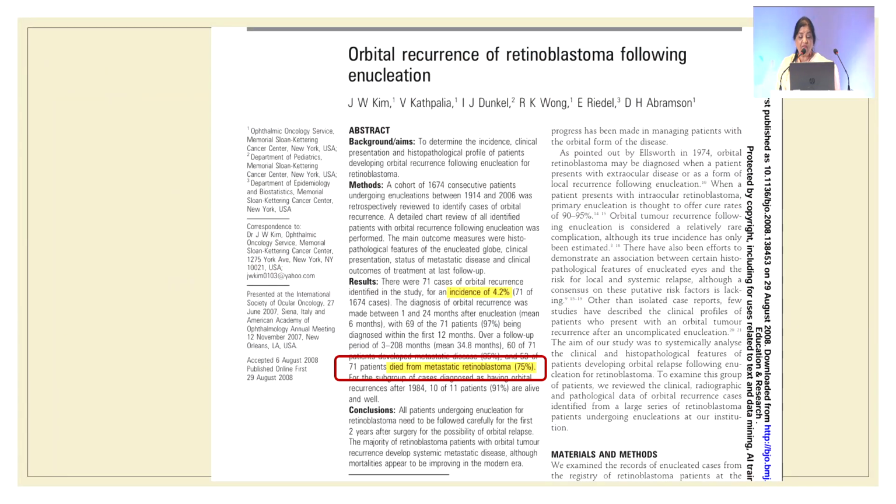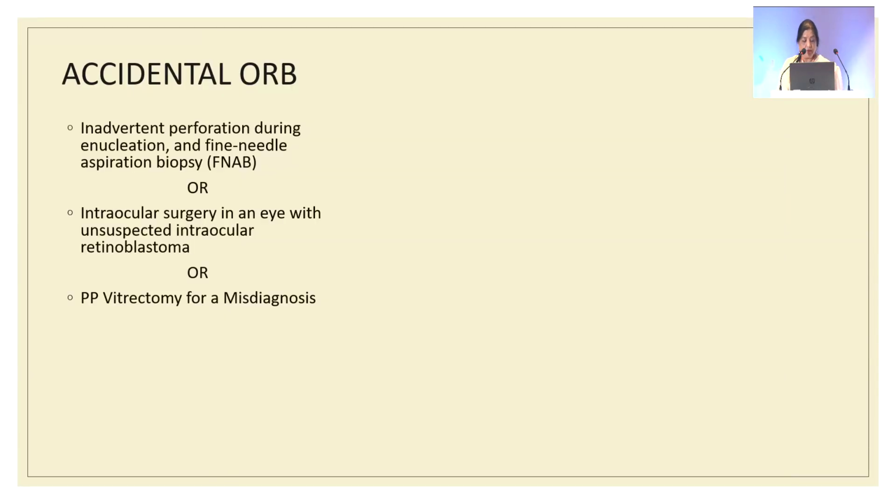So this only emphasizes the point that we need to consider some of these high-risk features, and we need to have studies. And this is a study of orbital recurrence from 2007, from the Western world, and it gives a percentage of only 4.2%, whereas it is much higher in the Asian countries and the developing countries.